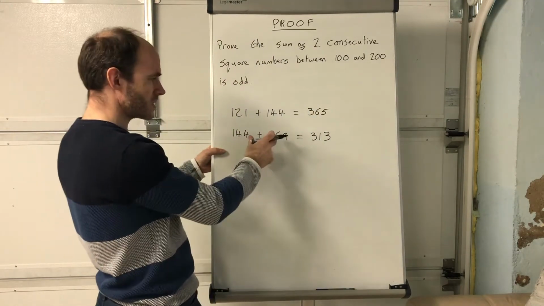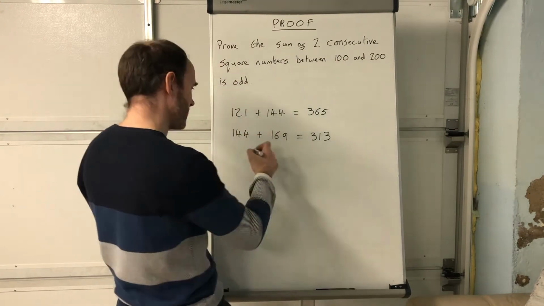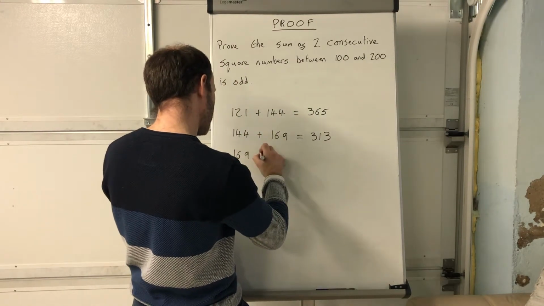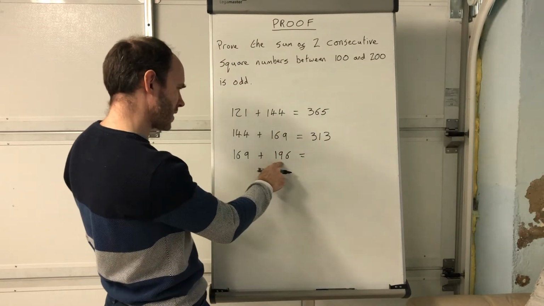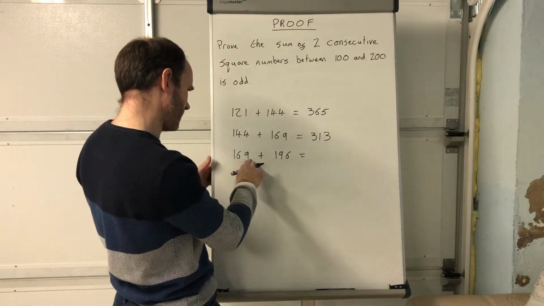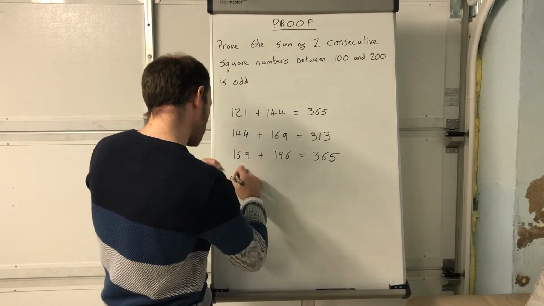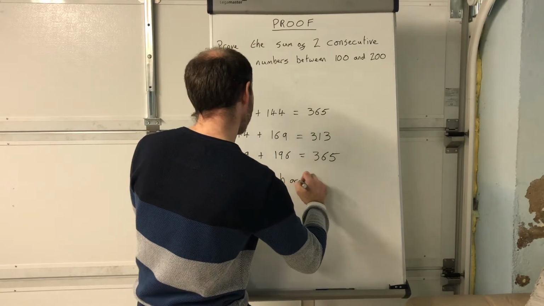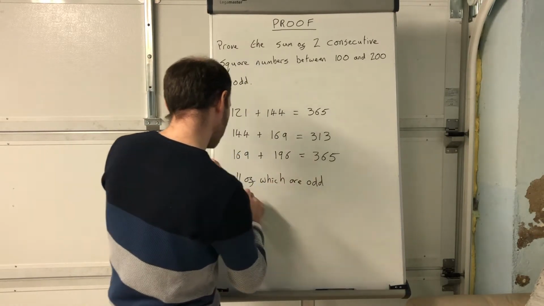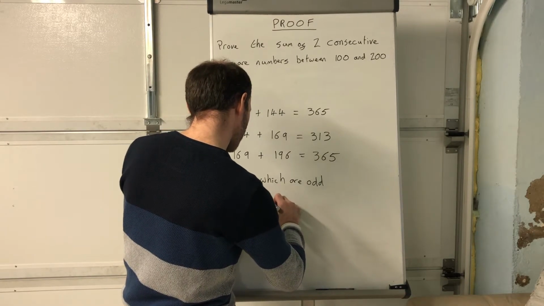And then the next two consecutive square numbers, 169, 13 squared plus 14 squared, 196. So what's that going to be? 365. All of which are odd numbers. All of which are odd. Therefore, underscore that statement is true.